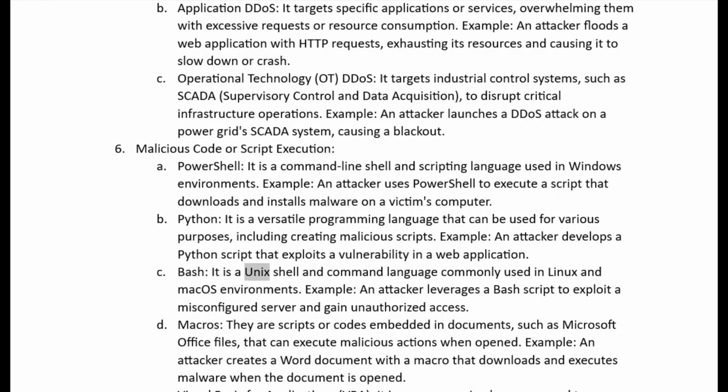Bash. It is a Unix shell and command language commonly used in Linux and macOS environments. Example: an attacker leverages a bash script to exploit a misconfigured server and gain unauthorized access.